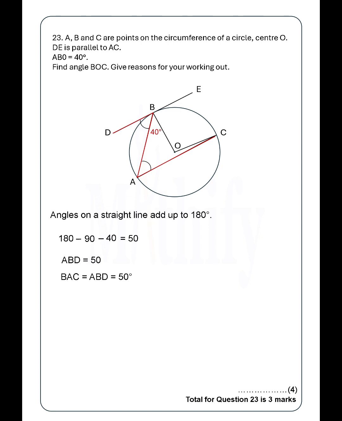We also know that BOC is equal to 2 times BAC. But why is that? Based on the circle theorem rule, the angle at the center of the circle is twice the angle at the circumference, which means that BOC, the angle at the center, is equal to twice the angle at the circumference. Now, twice would be 2 multiplied by 50. So BOC is equal to 100 degrees. Therefore, angle BOC is equal to 100 degrees because the angle at the center of the circle is twice the angle at the circumference.